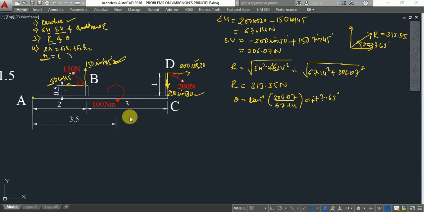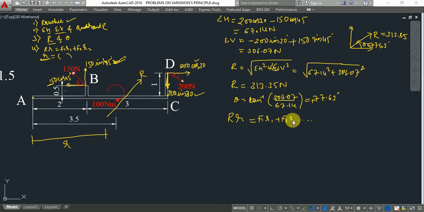So let us assume the resultant is acting here. R is the resultant, and let this be the perpendicular distance r. So to find its position, we need to apply VARIGNON'S principle. The moment produced by this resultant is calculated by R into r, which is equal to the moment produced by all other forces, like F1 r1 plus F2 r2, and so on.